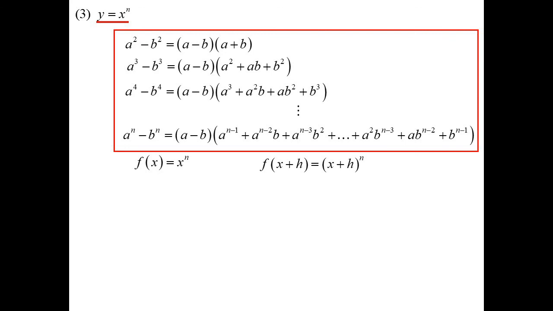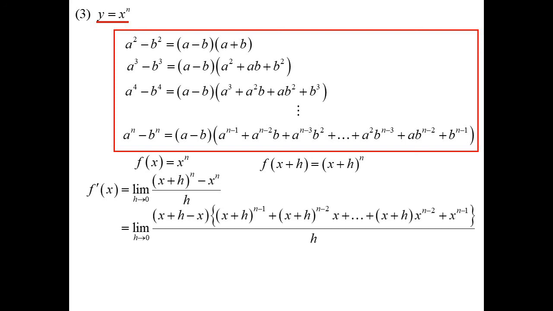Function x is x to the power of n. X plus h will be x plus h to the power of n. So when I sub that into the formula, there we have something to the power of n minus something else to the power of n. So I'm going to use that formula. So for a, I'm going to have x plus h. For b, I'm going to have x. So that will factorise to, well, it was a minus b, so that'll be x plus h minus x.